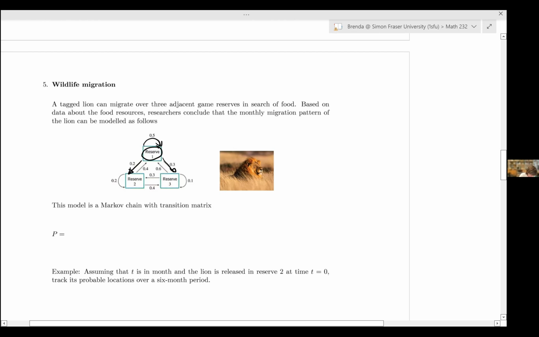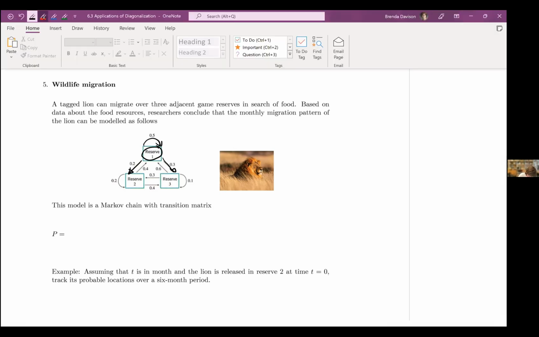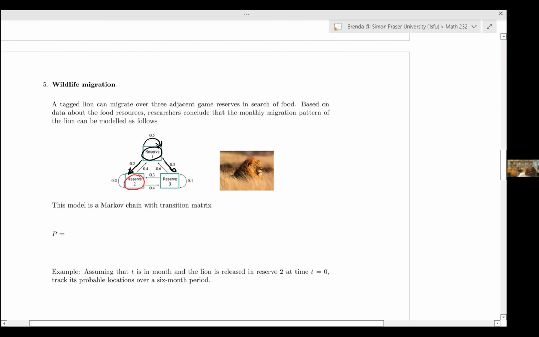and there is a 20% chance he'll depart to reserve 2. Similarly, if that lion is in reserve 2, there's a 20% chance he's going to stay where he is, a 40% chance he's going to move to reserve 3, and also a 40% chance he's going to move to reserve 1. So we have either a single lion or a percentage of the lions in the reserves, and we understand their movement patterns, and we can model this as a Markov chain with a transition matrix.